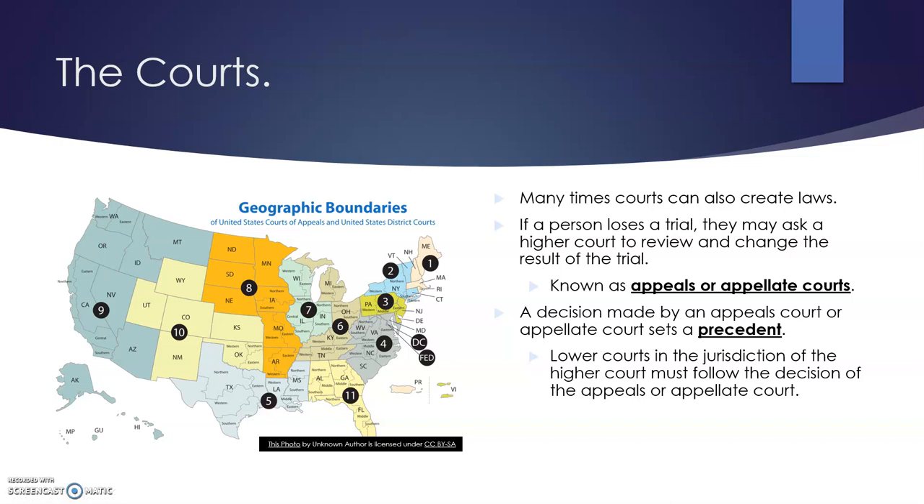A decision made by an appeals court or appellate court sets a precedent. What that means is that lower courts in the jurisdiction of the higher court must follow the decision of the appeals or appellate court. So, for example, there are United States Courts of Appeals, and they're divided up into different districts. That's why you see the numbers here.